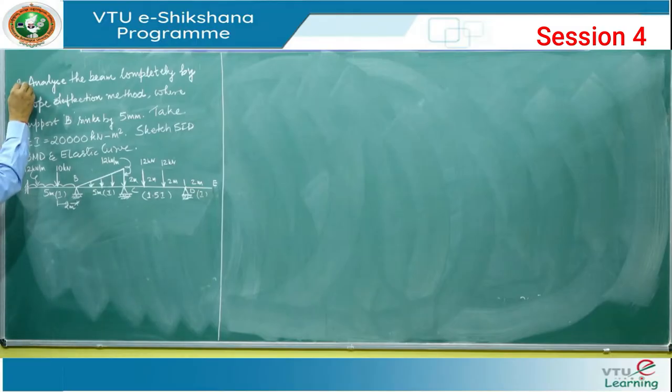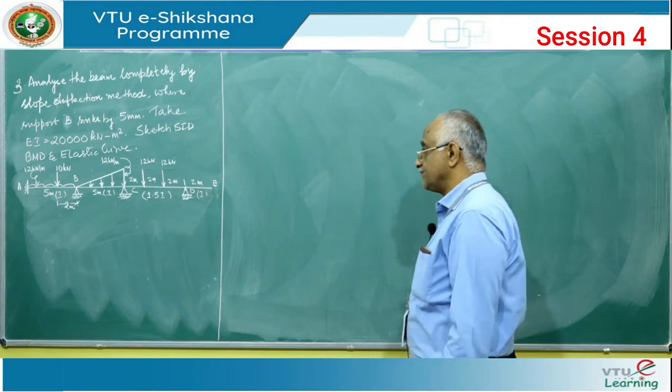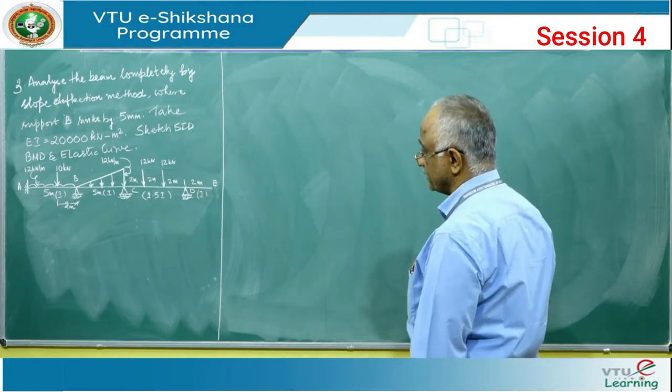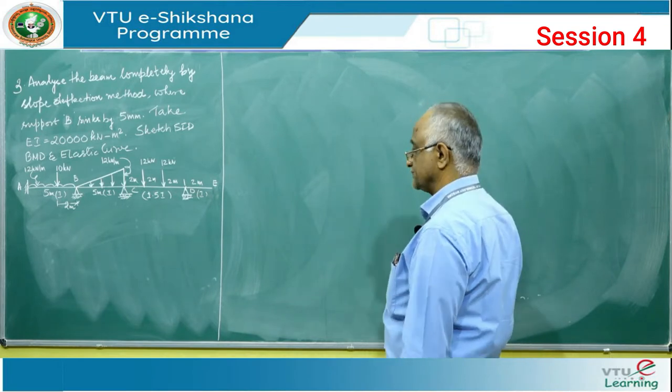Let us take up the next problem. This includes almost all combinations of loads as well as the conditions. Analyze the beam again completely by the slope deflection method and sketch SFD, BMD and elastic curve. So they are given EI as 20,000.